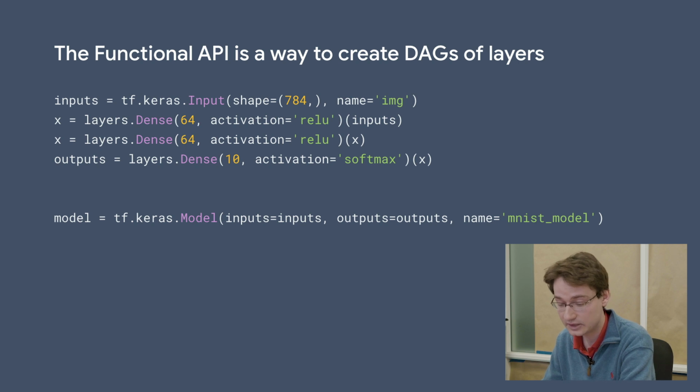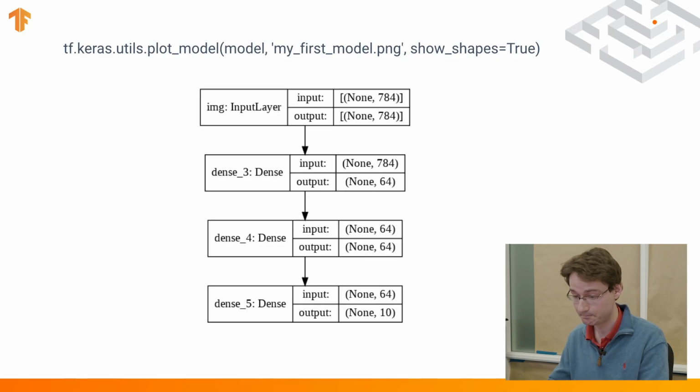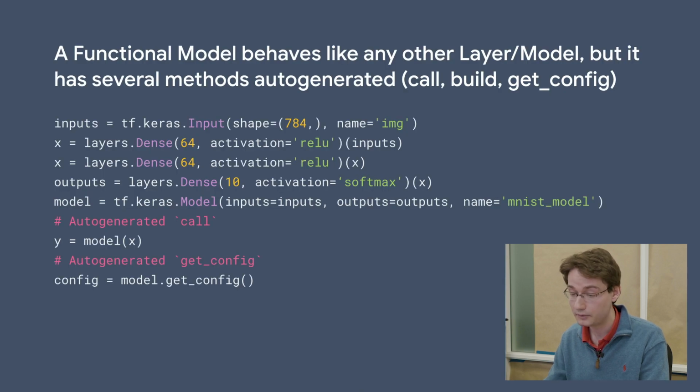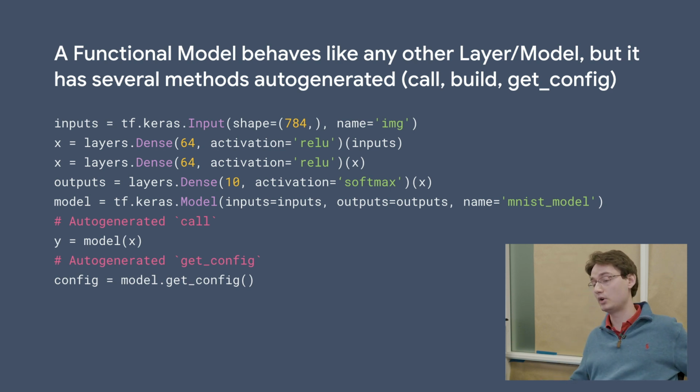And then you can instantiate a model by just specifying its inputs and its outputs. What it's going to do when you do this is basically build this directed acyclic graph right here. You can actually plot this graph by calling utils.plot_model on your model instance. It's going to generate this image. A functional model is basically just like any other model, but it's a model that you do not write yourself. So it has a bunch of methods that are auto-generated. In particular, the call method is auto-generated, the build method is auto-generated, and the serialization method get_config is also auto-generated.